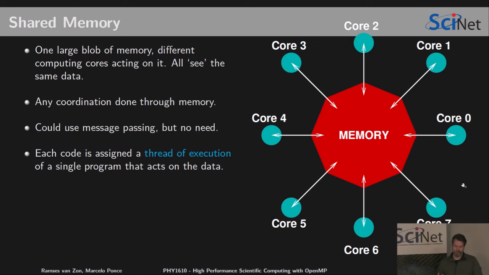Just a little bit of terminology. Each of the cores can do something different. What they are doing is called a thread of execution. So it's like each core is running its own program, but they're running all at the same time. And at the same time, they can access this shared memory pool.